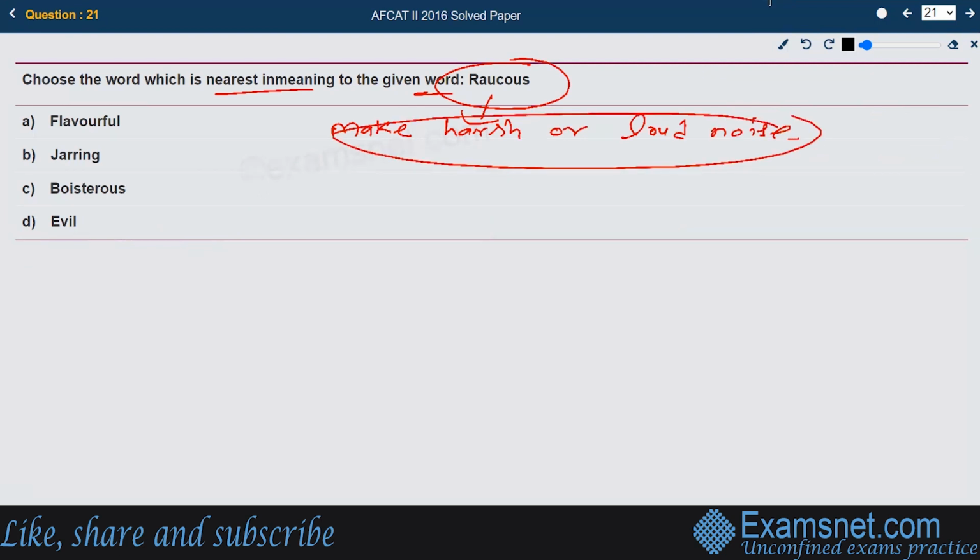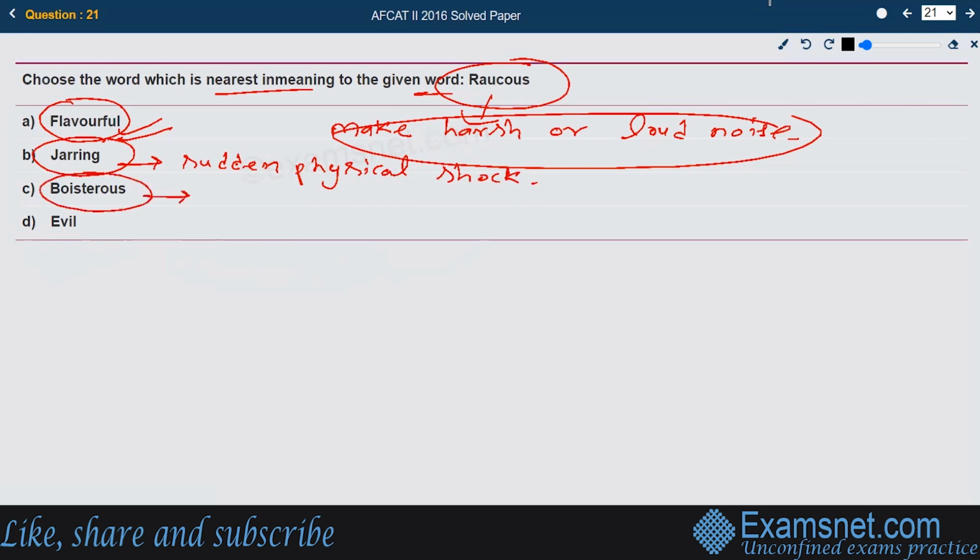The first option is flavorful, something that has variety of flavors. Jarring means to receive a sudden shock, and that too of a physical nature. Sudden physical shock, that is what jarring means. Boisterous means to create a bad sound.